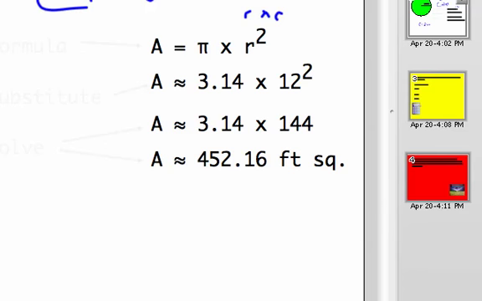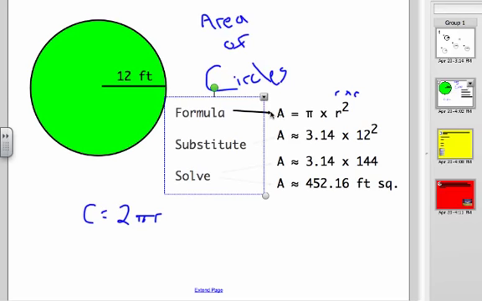Like in the problem when we did circumference, you're going to want to solve these out step by step. So the first step is the formula. The second step is to substitute. And then the last step would be to solve.